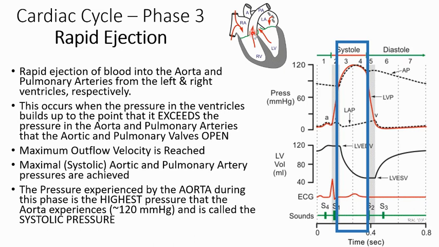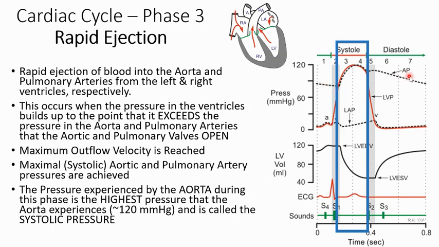It exceeded so much pressure, it caused those doors to open, that aortic semilunar valve and that pulmonary semilunar valve opened, and now blood is rushing into those blood vessels, into the pulmonary artery and into the aorta. And if you take a look, I already just said that, maximum outflow velocity is reached. So this is when the aorta is going to be under maximum pressure.